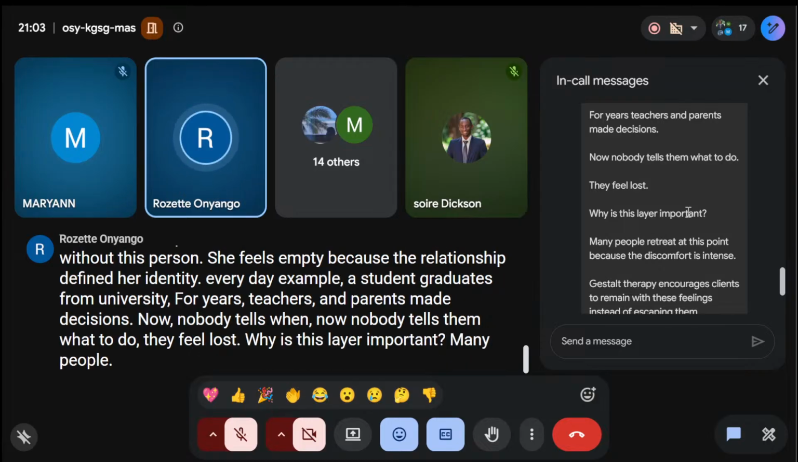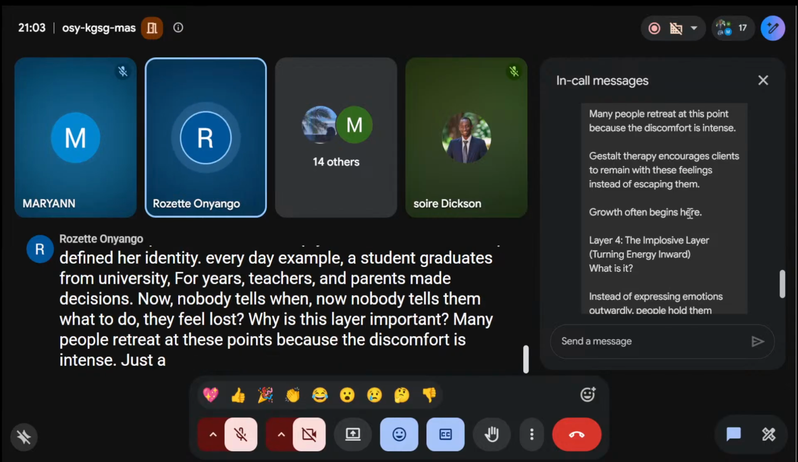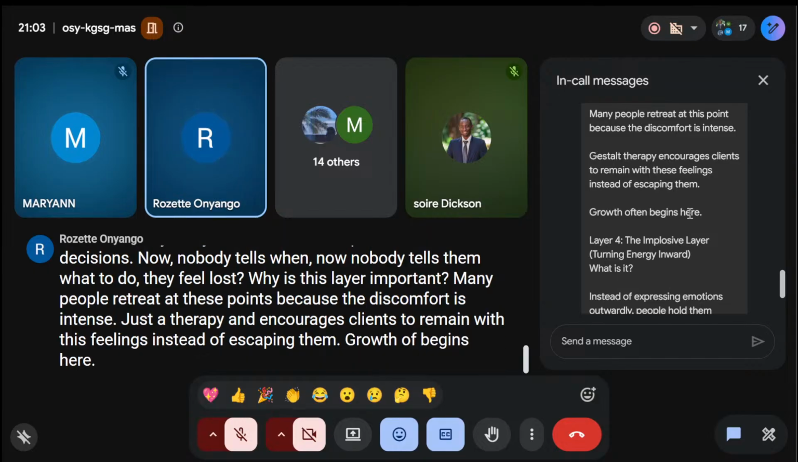Why is this layer important? Many people retreat at this point because the discomfort is intense. Gestalt therapy encourages clients to remain with these feelings instead of escaping them. Growth often begins here. Layer number 4, the impulsive layer, turning energy inward.